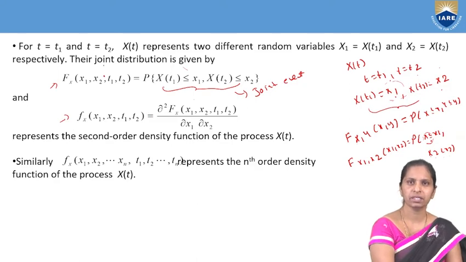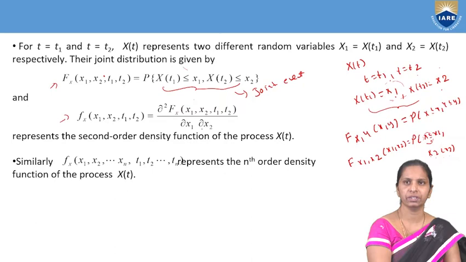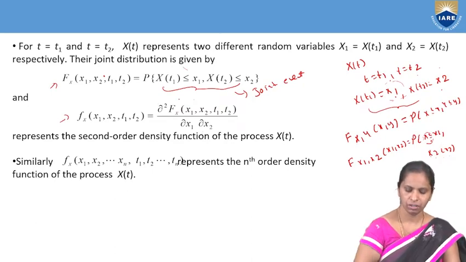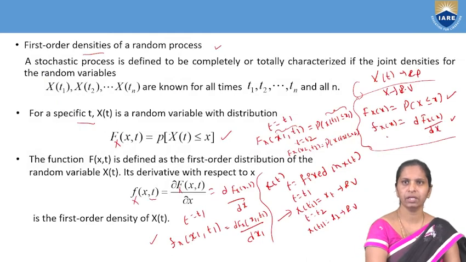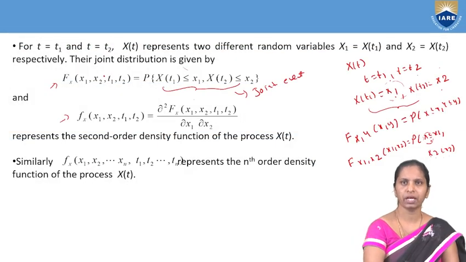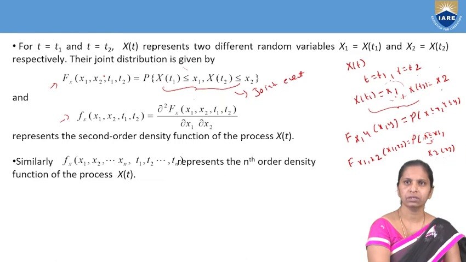Since it is involving two random variables, I'm taking the second order differentiation. So in the previous case, you're having only one variable. That's why you have taken only first order differentiation. So if you're having two random variables, you have to take the second order differentiation.